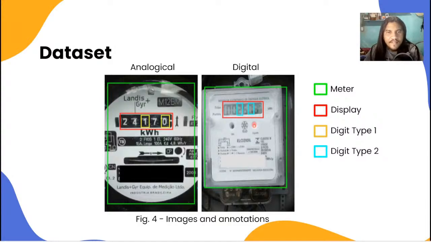The dataset used in our experiments was provided by Equatorial Energy Group and contains images of analogical and digital meters with their respective annotations, such as meter, display, digit type 1 and digit type 2, as can be seen in Figure 4.